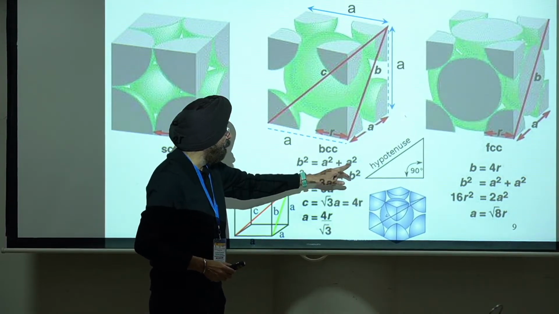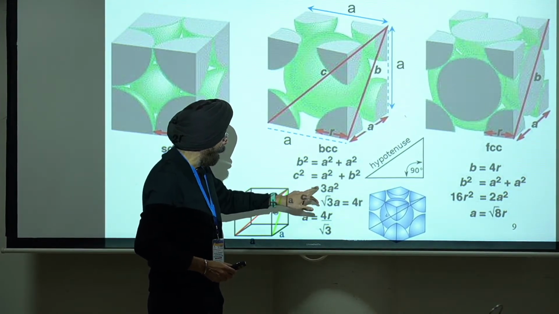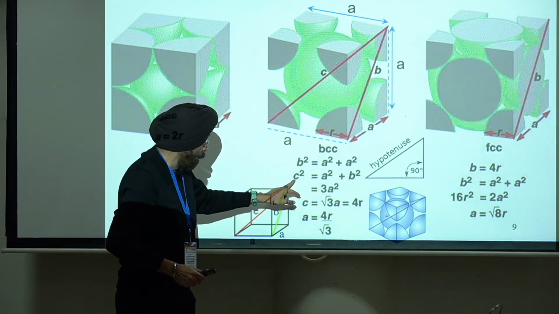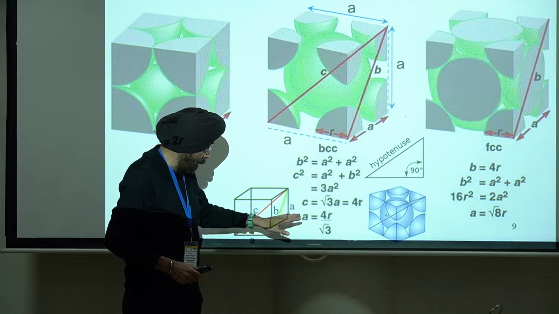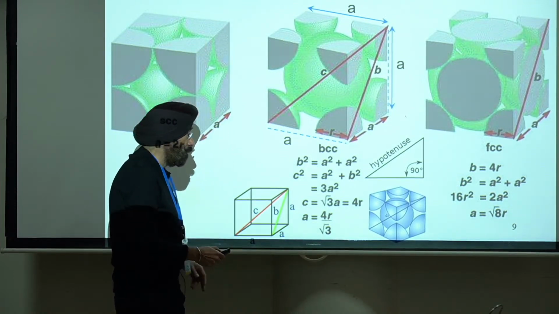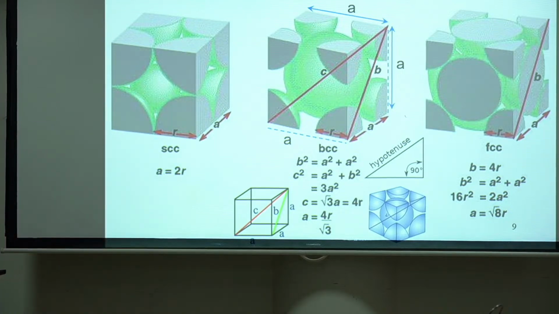And now I have three A squares. I can add them, right? And I can substitute the B square over here. C square is equal to this, rearranging it. And so I have A, the edge length here, related to the radius through this formula. Now you will see that this formula is much more complicated in comparison to this.